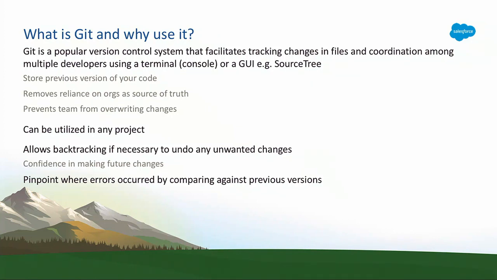So it stores previous versions of your code. It's sort of like a snapshot tool. If you need to see the way your code looked previously, you can store it using Git, and you can always revert back to the way your code used to look.